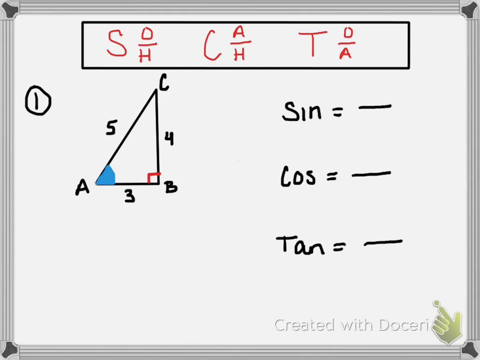So let's do example 1 together. It says, first, identify each side as opposite, hypotenuse, or adjacent. Good news is, we did a whole lesson on it last class, so we should be pretty familiar with identifying those sides. So we have angle A. Based on angle A, 4 is considered my opposite side.